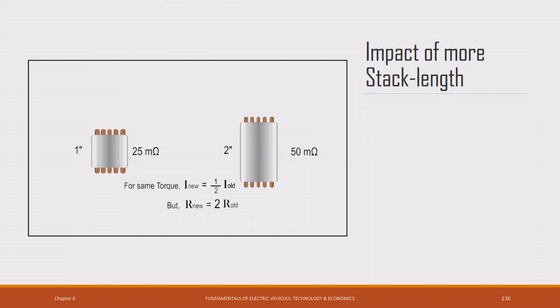So, for the same torque, the current I need in the longer stack is half the current I needed in the old. But the resistance of the new stack is double, because the length is doubled. So, here again current is getting reduced, but resistance is getting increased. What will happen to the efficiency? What will happen to the loss? Will the loss be more or less? More. Why do you think it will be more?